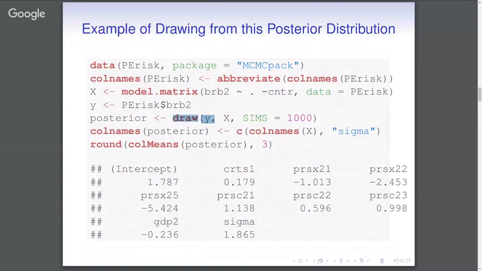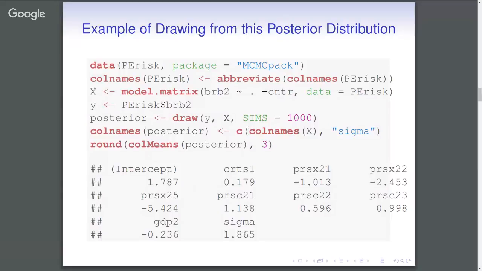I call the function called draw, which was defined on the previous slide, give it y and x, and say I want 1,000 simulations from this posterior distribution. I get them back. I can estimate, using Monte Carlo integration, what the true posterior means are just by taking the column-wise means of these 1,000 draws for each dimension of the posterior distribution. And what we get back are these posterior means in our model predicting the black market exchange rate premium.